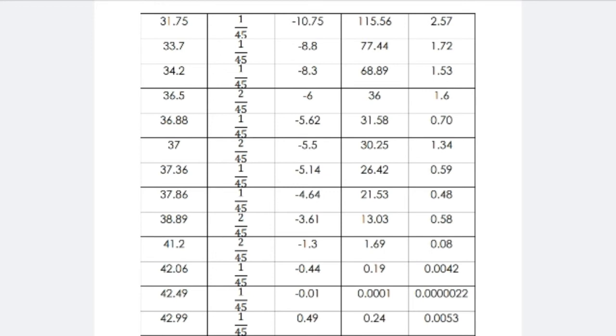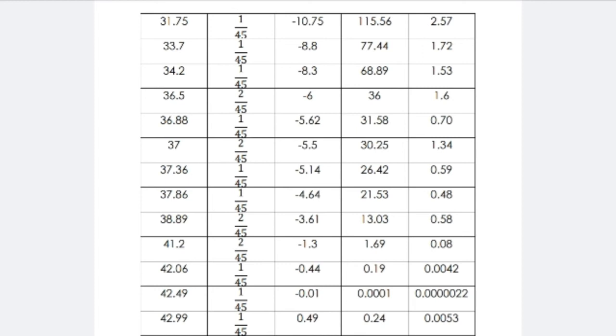The next sample mean is 42.49 and its probability is 1/45. 42.49 minus 42.5 is negative 0.01 and the square of negative 0.01 is 0.1 10,000ths, and the probability 1/45 times 0.1 10,000ths is 0.22 hundred millionths.